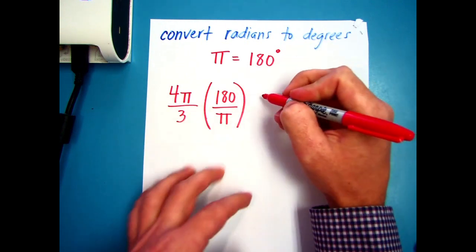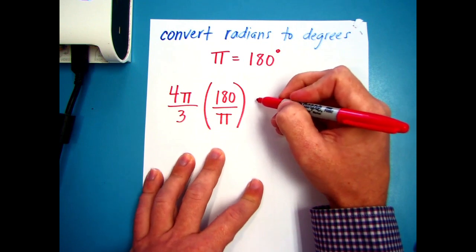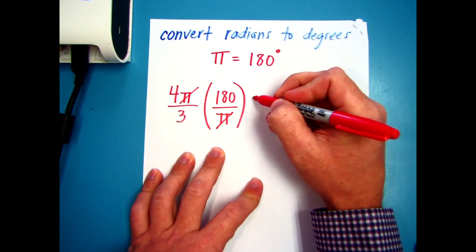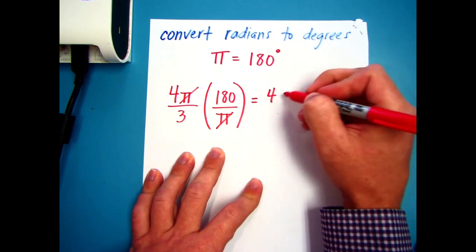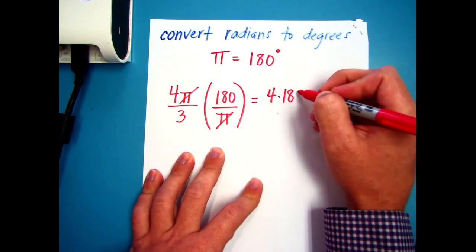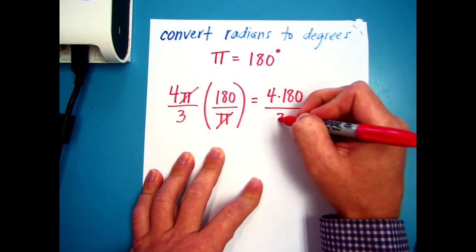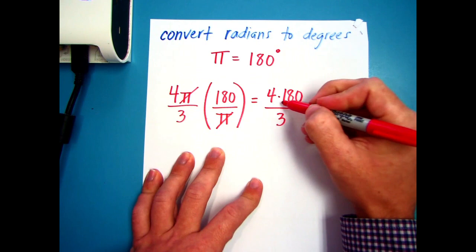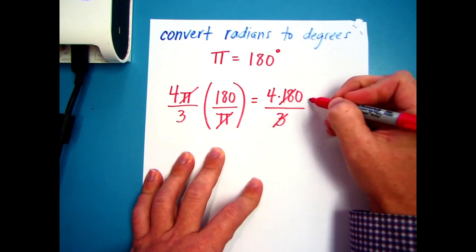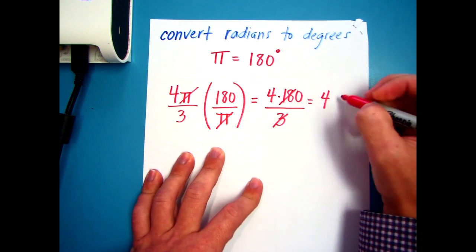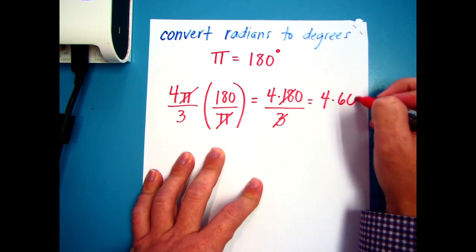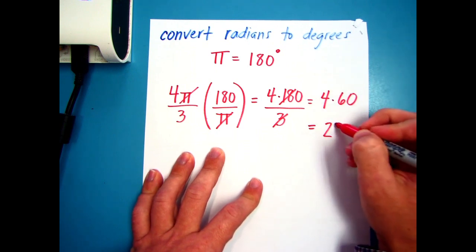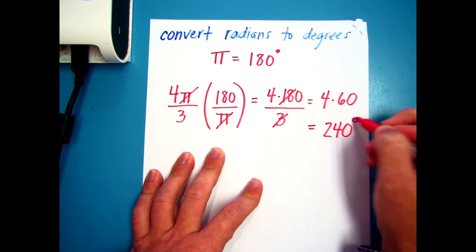If I multiply by 180 over pi, the pi's will cancel. That will get rid of my pi's. I cross multiply. 4 times 180 all over 3. To help us do this mentally, I can reduce 180 over 3 to 60. 4 times 60 is 240.